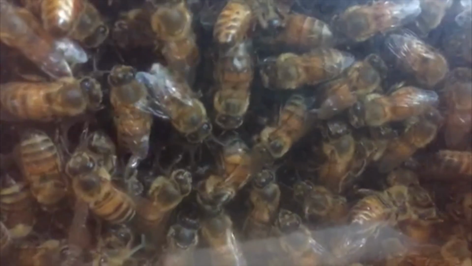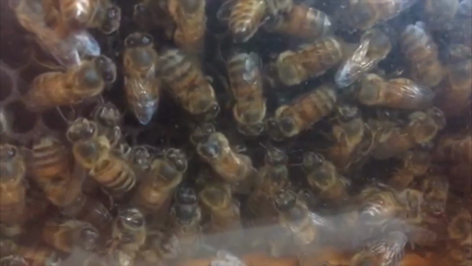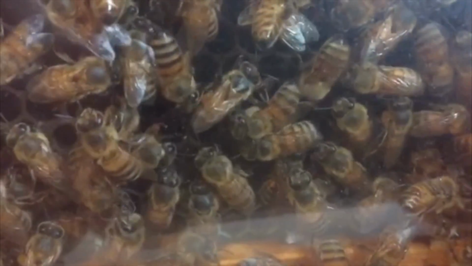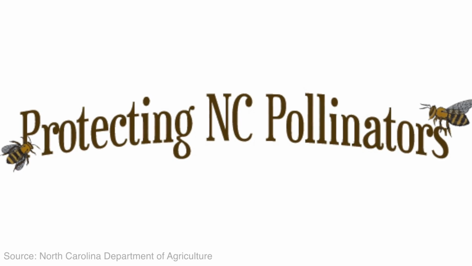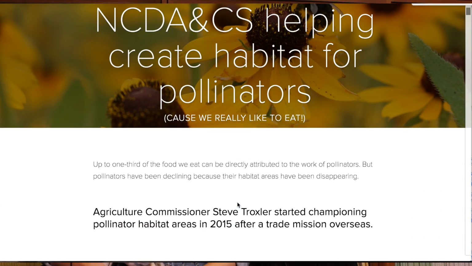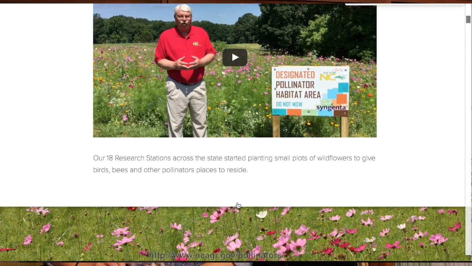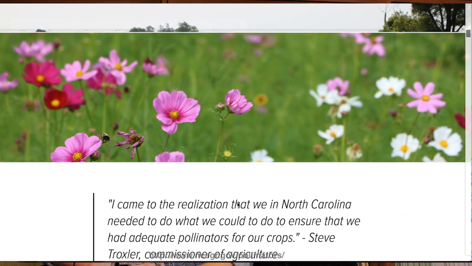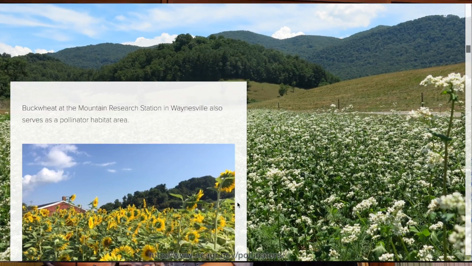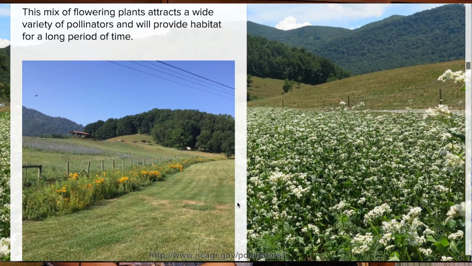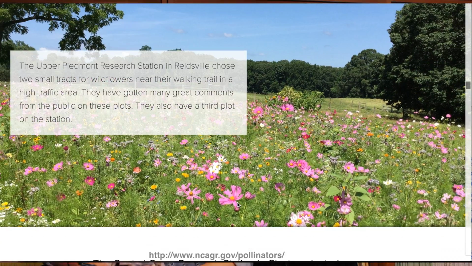eat. Many are starting to take actions, from homeowners to hobbyist beekeepers all the way up to state initiatives. One of these initiatives, called Protecting NC Pollinators, has recently been implemented by the NCDA. As part of this initiative, 18 experimental research stations across the state have planted pollinator plots, which are wildflower plots planted specifically to help pollinators.